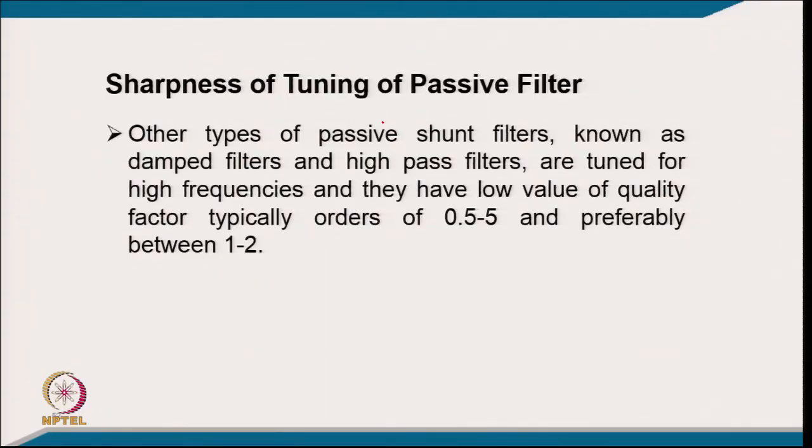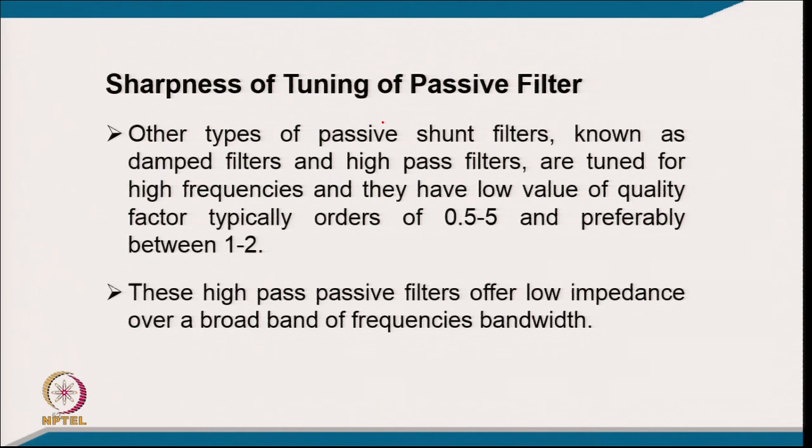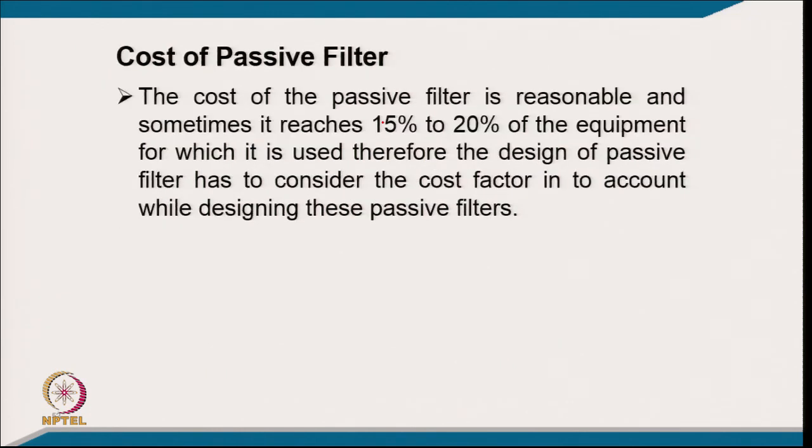And of course, the other type of passive shunt filters, known as damped filters or high pass filters, are tuned for high frequencies, and they have a low value of quality factor, typically of the order of 0.5 to 2, and preferably their quality factor is selected between 1 and 2. That is the design criterion for how it really matches, and these high pass passive filters offer low impedance over a broad band of the frequency bandwidth.